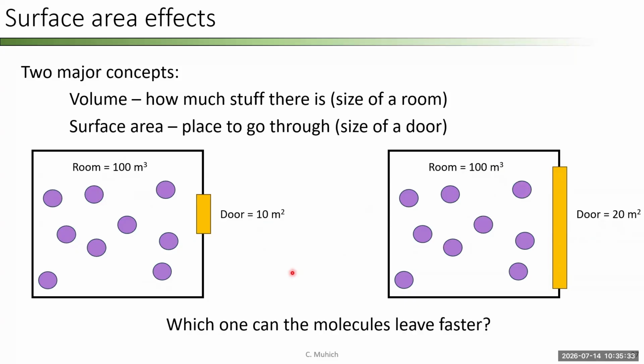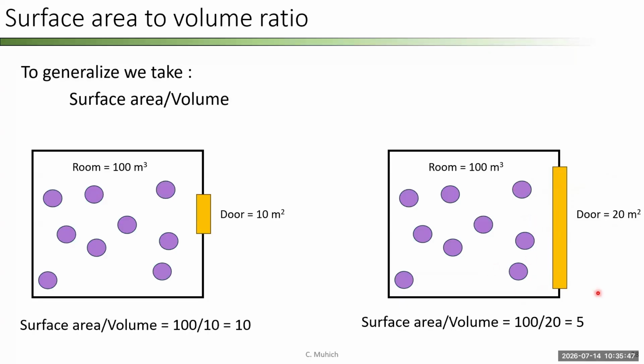Well, obviously, if they're trying to leave here, everybody's going to have to line up and go through one by one, versus through this door, we can get maybe 3 or 4 of these molecules all moving out at the same time. Okay, so we can generalize this instead of having specifics of saying our volume is 100 cubic meters and our door is 10 cubic meters.